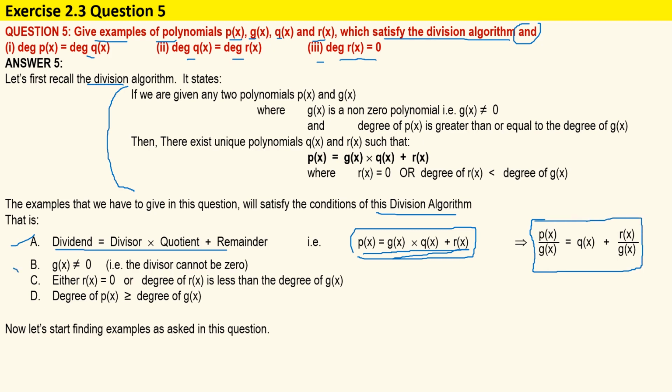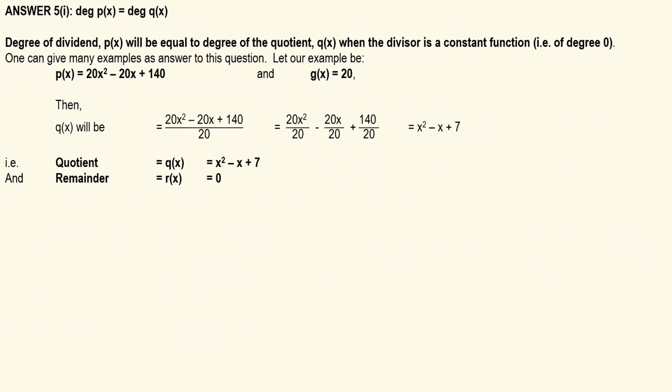Another condition in the division algorithm is that g(x) is not equal to 0. Next is that either r(x) is equal to 0 or degree of r(x) is less than the degree of g(x). And lastly, we are stating that degree of p(x) is greater than or equal to the degree of g(x). So now let's start working on the question number 5.